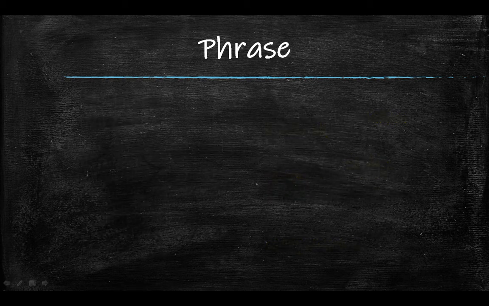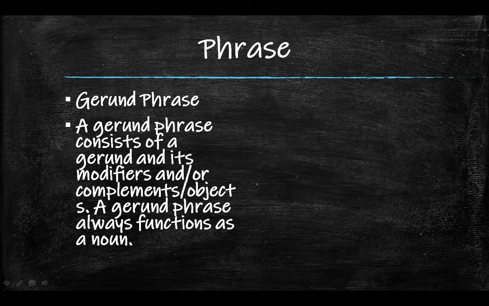And next is gerund phrase. Just like a participle phrase, whenever a gerund has got something along with it, like an object or a modifier of some kind, it makes a gerund phrase. A gerund phrase consists of a gerund and its modifiers or complements, object, etc. A gerund phrase always functions as a noun because a gerund functions as a noun.